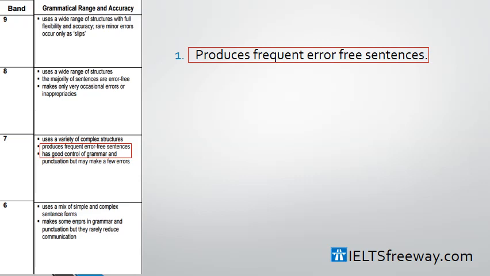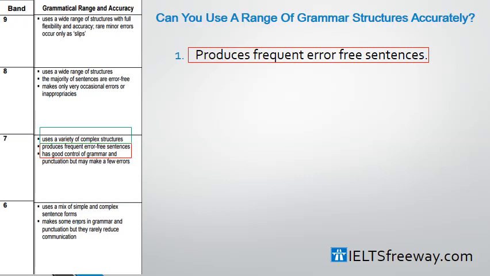Okay, the final area we need to look at is grammatical range and accuracy. Now, this just means, can you use a range of grammar structures accurately? So, is your grammar any good? Do your sentences make sense? A key point there in band 7 in red, it says produces frequent error-free sentences. This is one thing I obviously encourage you to try and do as much as possible.